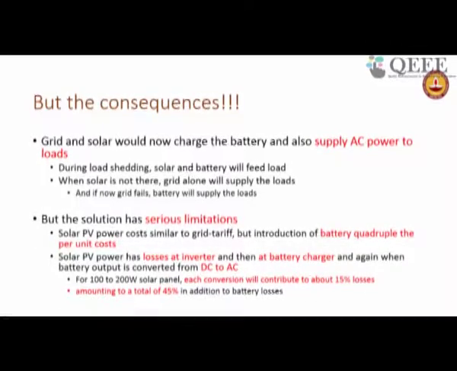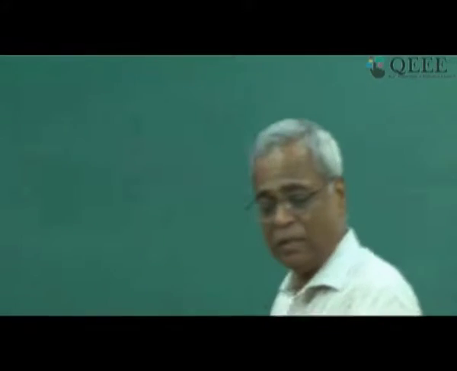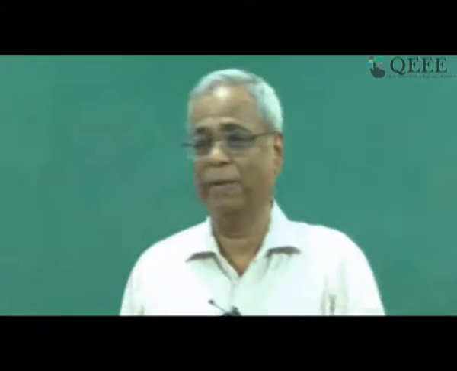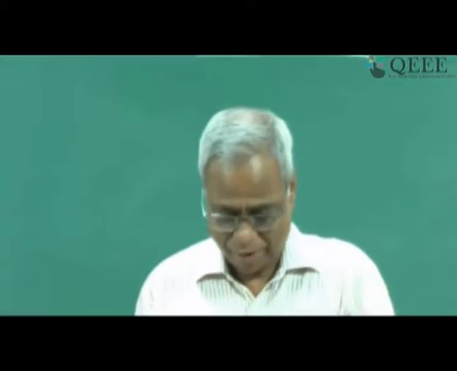First of all, solar photovoltaic power costs similar to grid tariff, but introduction of battery increases the cost. I just now talked about 4 times. So solar, which looked very attractive because solar is the same cost as grid, suddenly, by introducing battery, you have lost that advantage. Then the losses that I talked about, 45% plus the battery loss, so we are talking about 55% losses. So it doesn't look very good.